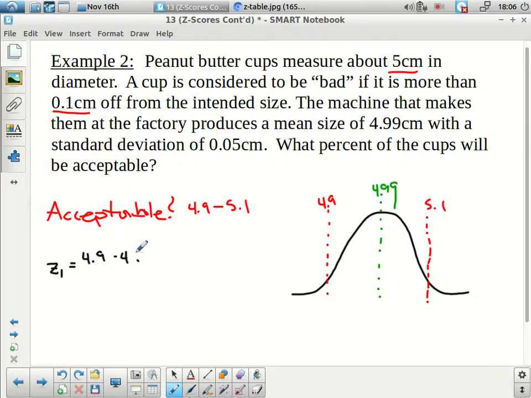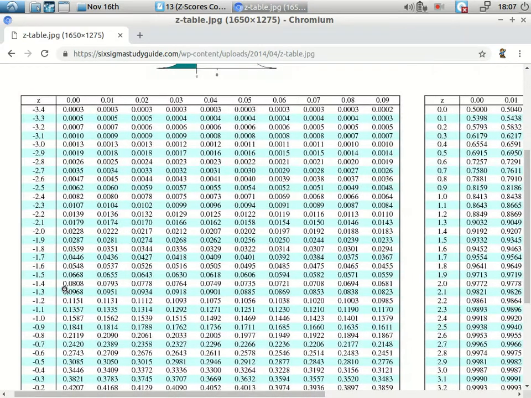Our mean is 4.99, and our standard deviation for the machine was 0.05. So for our first Z-score, when we worked it all through, I get negative 1.8. And if I look it up in the table, negative 1.8 is 0.0359.